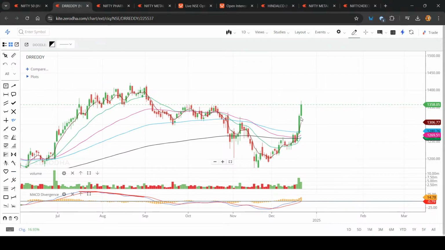Since the move has already come in Dr. Reddy, we have to wait for a pullback. The risk reward for longs is not that good, so we have to wait for a pullback like this and then enter at this point. If you're planning a trade setup, let the prices come till 1320. If prices come to 1320 on this pullback, try to enter one small quantity. If it starts moving against you, exit that quantity.